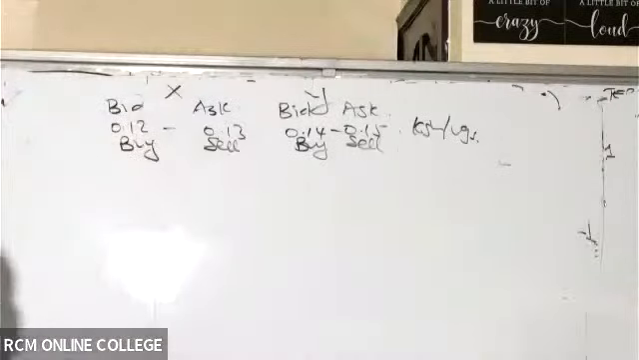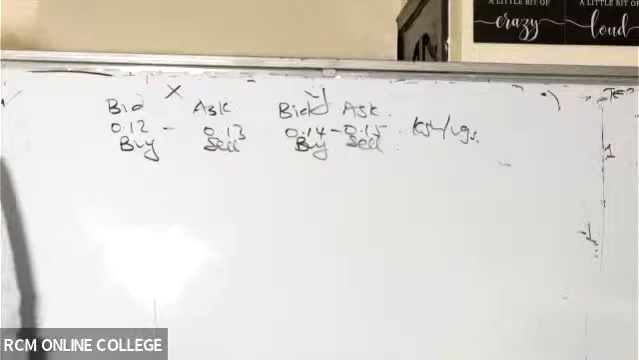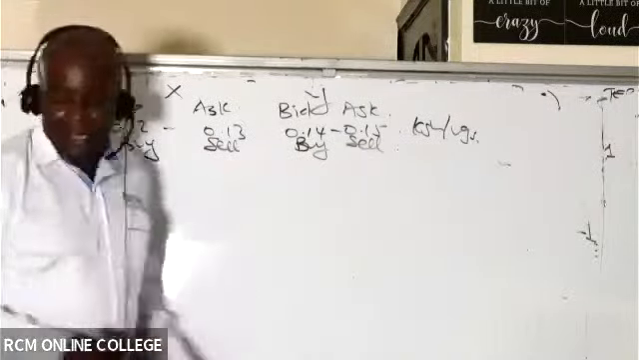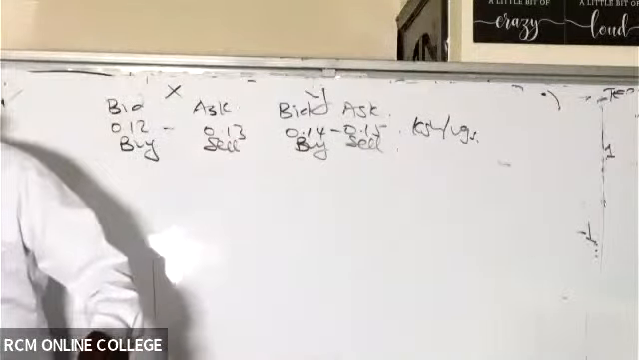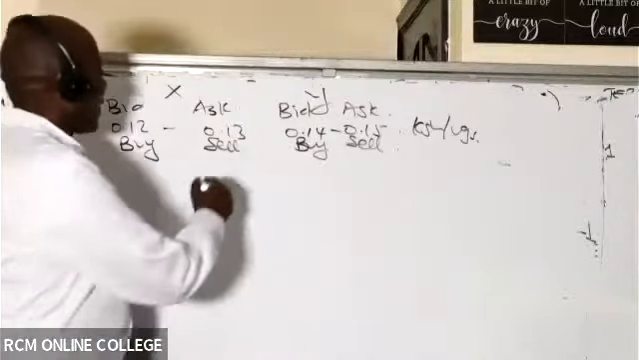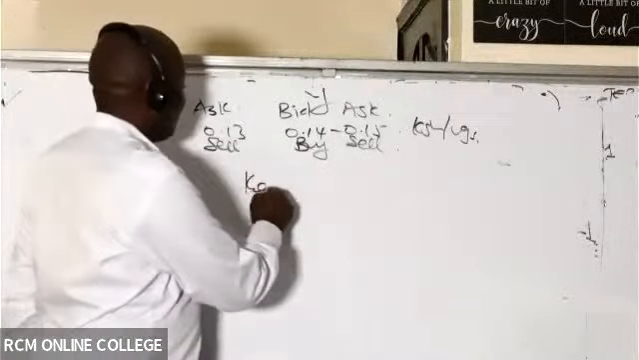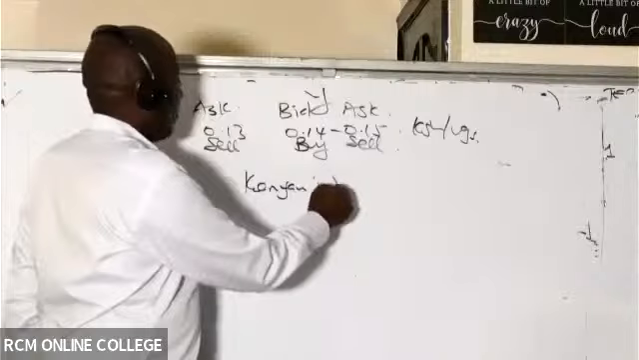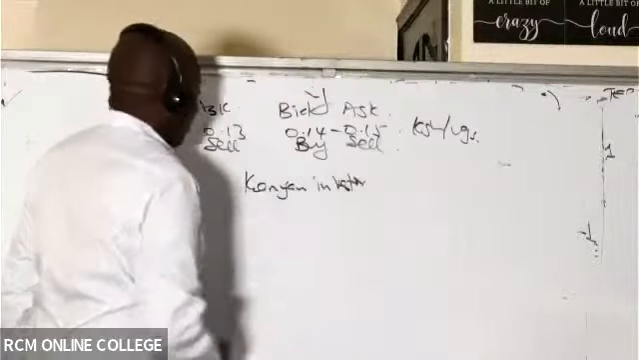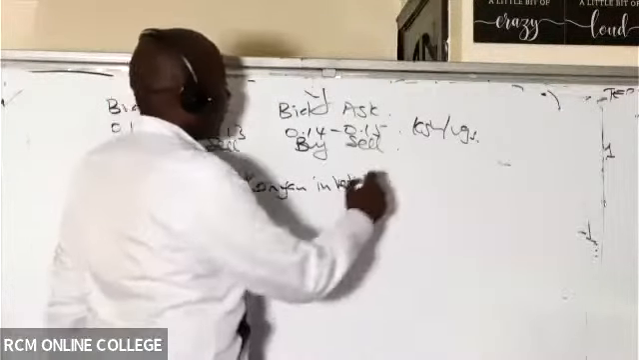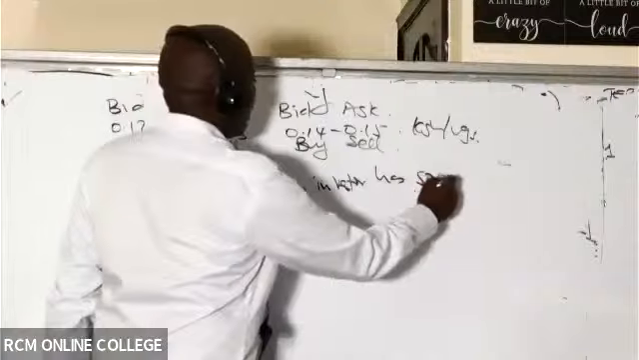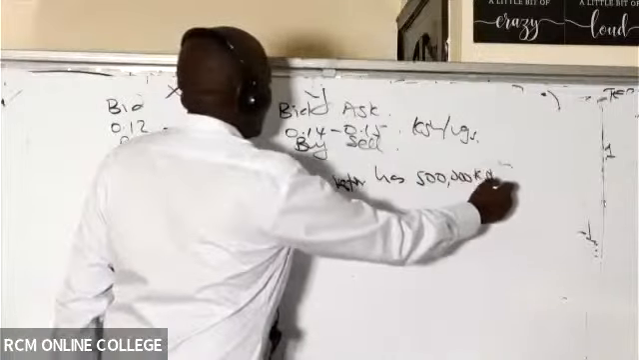Now from there, what are we told? We are told here, a Kenyan investor has 500,000 to invest. So in this case here, a Kenyan investor has 500,000 Kenya shillings.